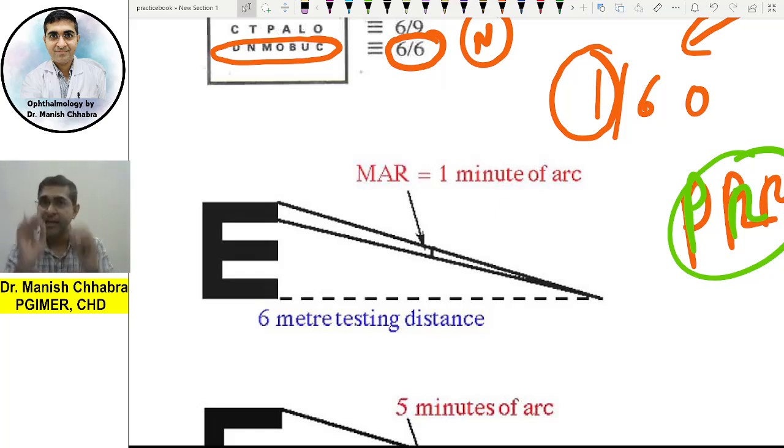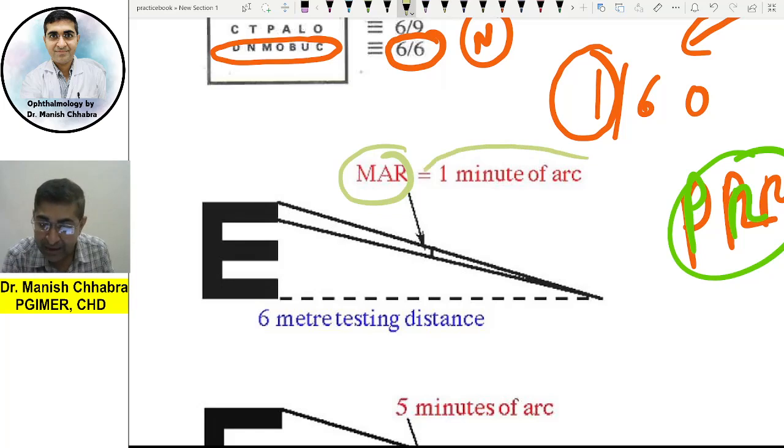What I'm saying is the minimal angle of resolution is that angle at which, if two objects are placed, they are seen as separate. So minimal angle of resolution is the angle formed at the human eye. The minimal angle of resolution for the human eye is 1 minute.